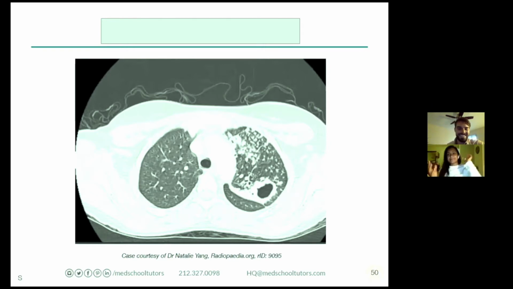So, same history. I'm going to give you this image and I'm going to tell you it's the exact same history. A patient who's coming in, no history of vaccination, recent immigrants, coming in with shortness of breath, maybe a productive cough, and they have this CT finding. What am I looking at here? Anybody have any ideas?